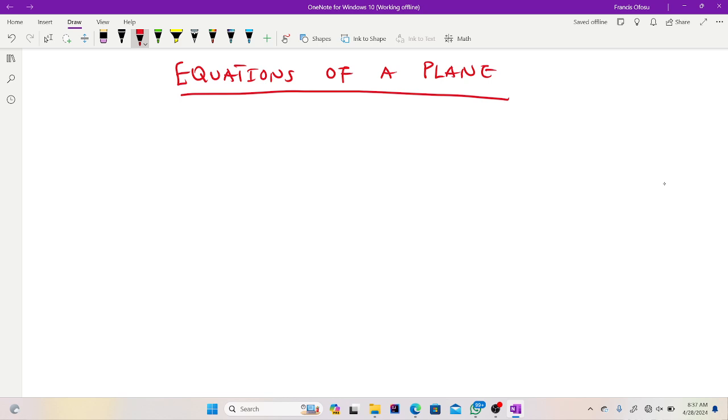In our previous lectures, we did a lot on equations of a line in three-dimensional space. In this particular lecture, we are going to deal with equations of a plane. First of all, what's a plane? I guess you've seen something like this in studies, right?